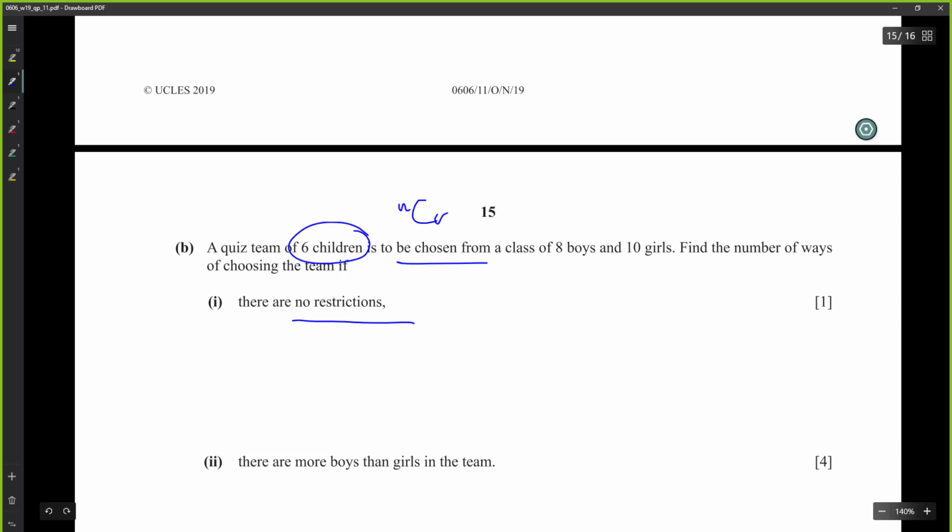So you want to choose, with no restriction, 6 children from 18 boys and girls here. So it's just 18C6. So 18C6, I have 18564.